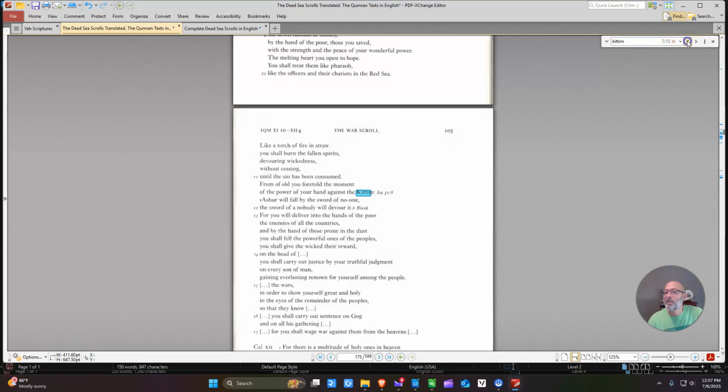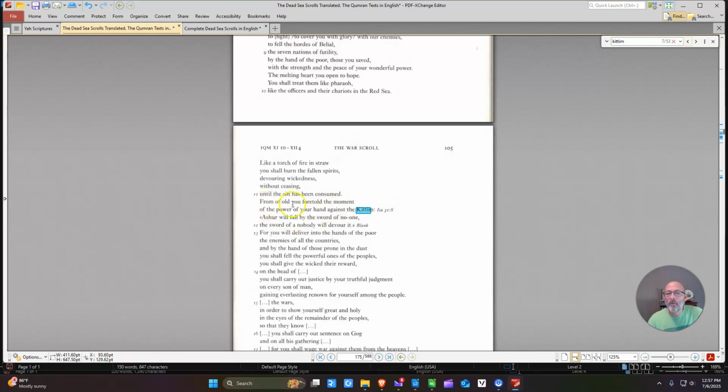Now here, before I move away, this is the War Scroll: from of old you foretold the power of your hand against the Kittim, and Ashur will fall by the sword of no one. And this is an Isaiah passage. So in this context, the War Scroll is pushing us back to Ashur again as the identity of the Kittim, at least in the time of the War Scroll.